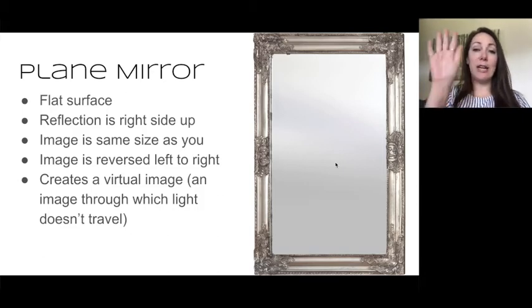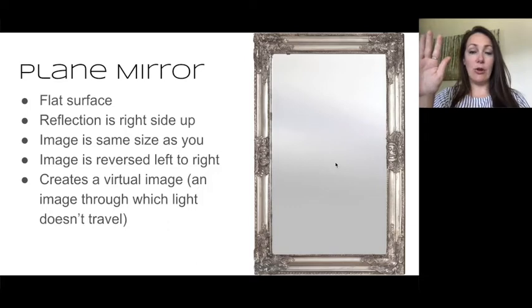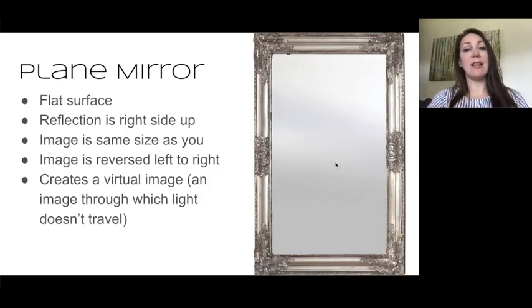That means if you raise your right hand, your image in the mirror is raising their left hand because it's a mirror image. So that means it's going to be a reversed image of you. Mirrors also create virtual images. We have two different types of images: real images and virtual images. In a plane mirror, you see a virtual image, which means an image through which light doesn't travel. A real image is an image where light can actually pass through it.